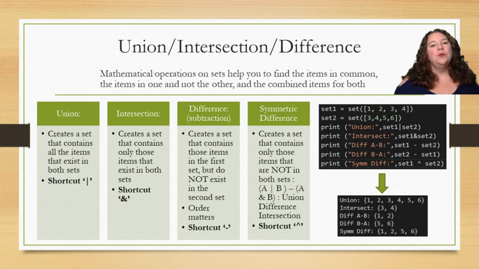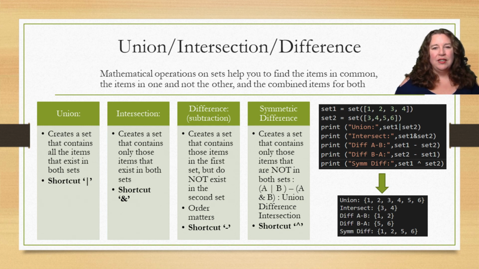The last one is what we call a symmetric difference. This is give me all of the items that exist in both A and B except those ones that they have in common. I also say this is a union subtracting an intersection. So give me a union, all of the items that exist in both of them, and then take out the items that they had in common, the ones that were in that middle intersection.